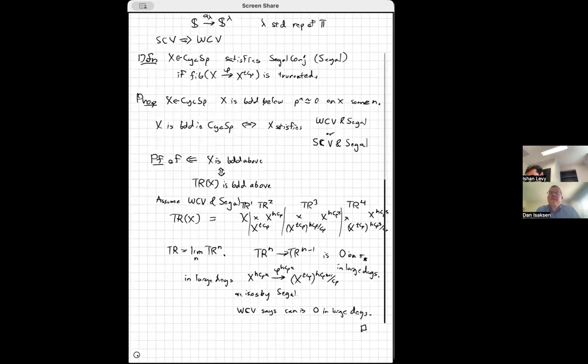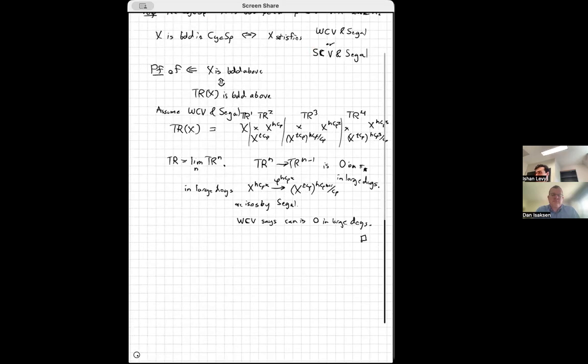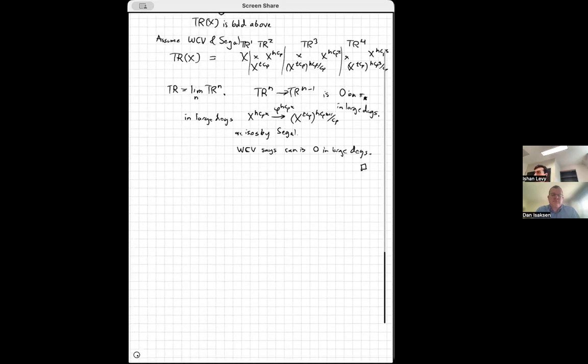So the point was that we have this equivalent way of thinking about boundedness in cyclotomic spectra. We want to show this sort of canonical vanishing statement that the canonical map is 0 in large degrees and that the Siegel conjecture holds, namely that the Frobenius map is an isomorphism in large degrees. Okay, so here's a tool that's very useful for proving canonical vanishing.